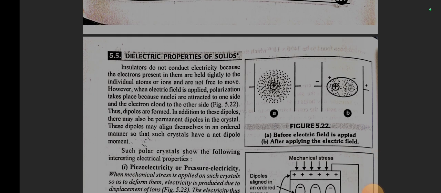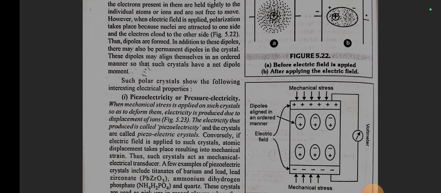Dielectric properties of solids. Insulators do not conduct electricity because the electrons present in them are held tightly to the individual atoms or ions and are not free to move. However, when an electric field is applied, polarization takes place because nuclei are attracted to one side and the electron cloud to the other side. Thus, dipoles are formed. In addition to these dipoles, there may be permanent dipoles in the crystal. These dipoles may align themselves in an ordered manner so that such crystals have a net dipole moment. Such polar crystals show the following interesting electrical properties.